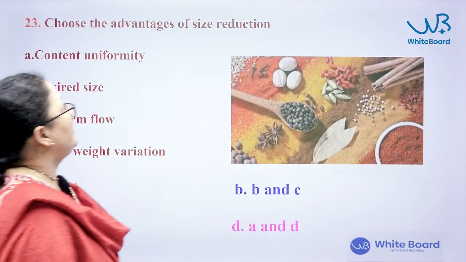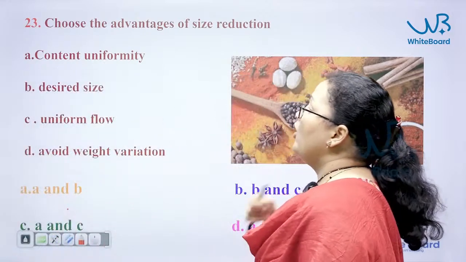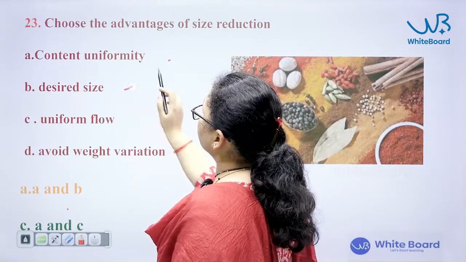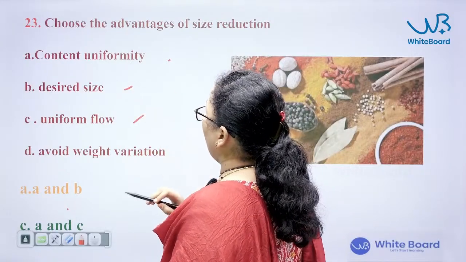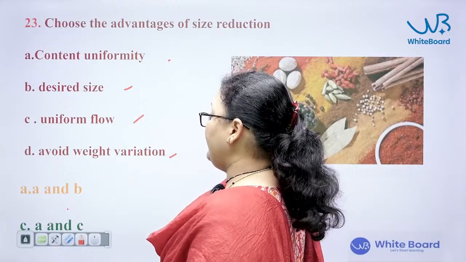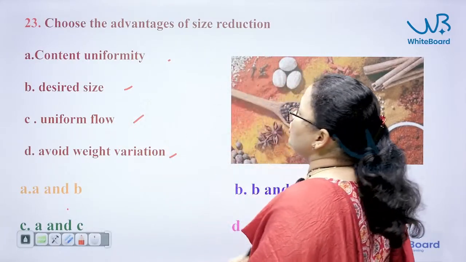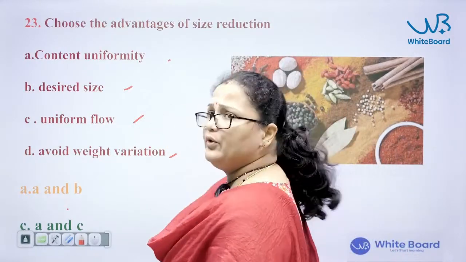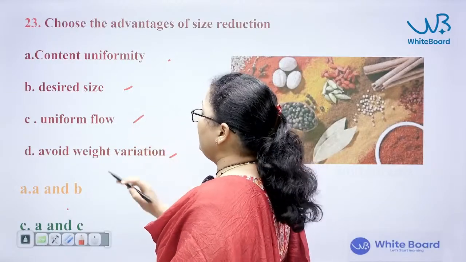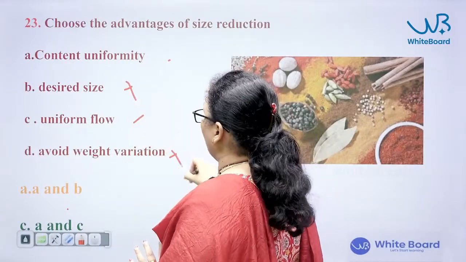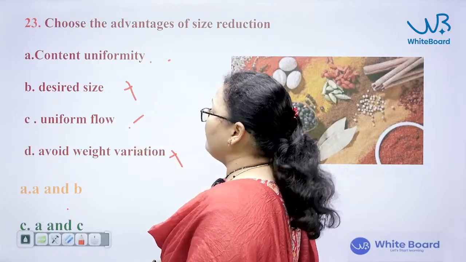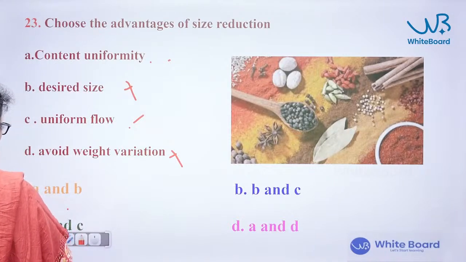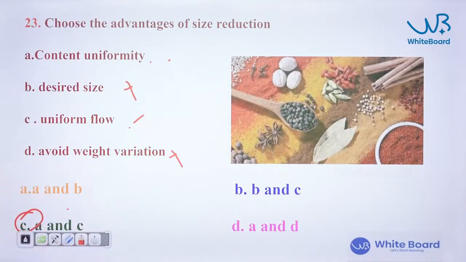Next, choose the advantages of the size reduction process. Okay, content uniformity, desired size, uniform flow, avoid weight variation. So, what are the advantages of size reduction? Yes, content uniformity is there, desired size already whatever is there you will get it. Uniform flow, yes. Avoid weight variation, no. So, A and C are correct. So, what is the option? A and B, B and C, A and C. So, C option. Third option is the correct, A and C.